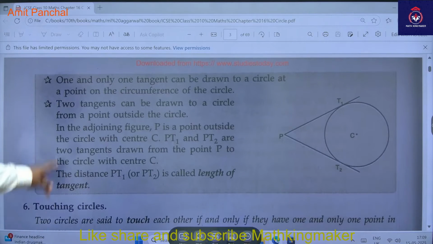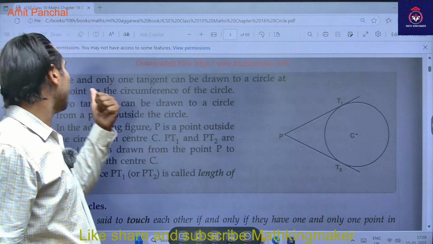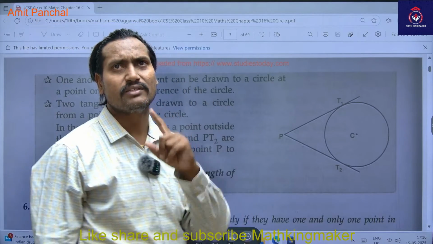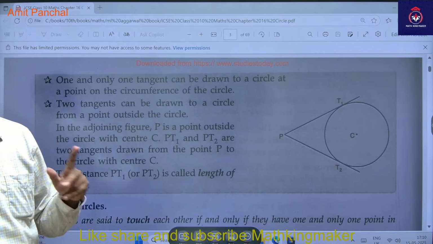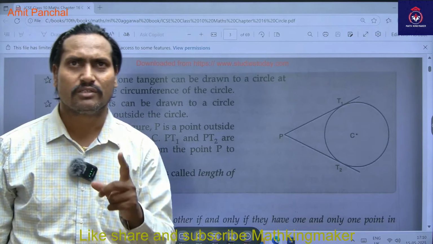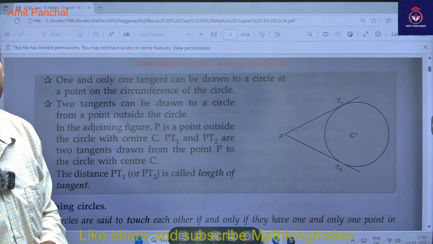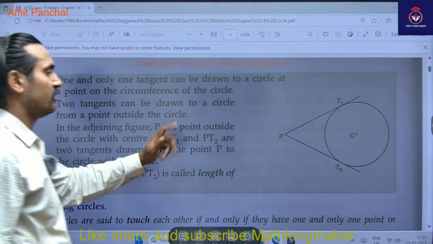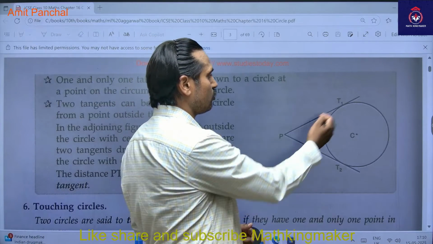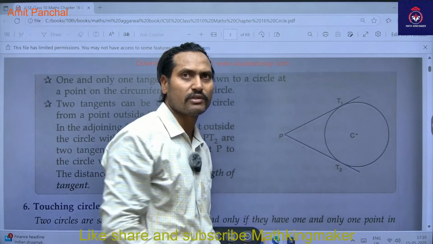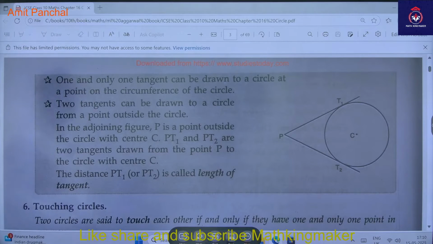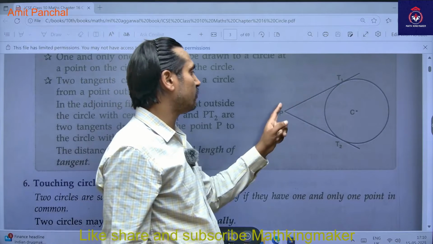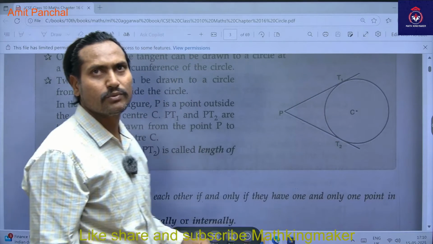Now, one and only one tangent can be drawn to a circle at a point. At a single point, you can draw only a single tangent. No two tangents can be drawn at a single point of the circle. Two tangents can be drawn to a circle from a point outside the circle. If you have some point outside the circle, two tangents can be drawn from this point, and these distances are always the same. That PT1 will be equal to PT2.